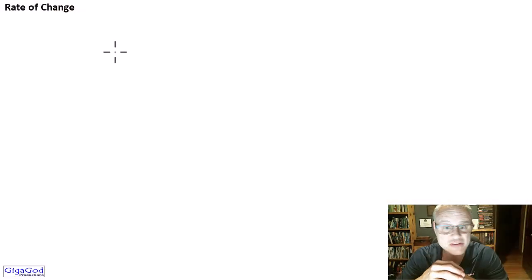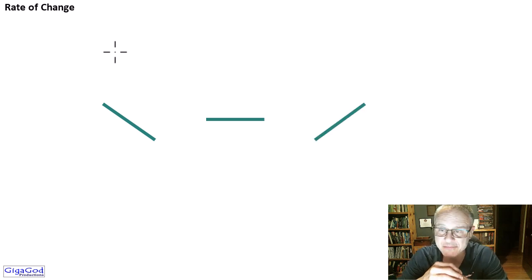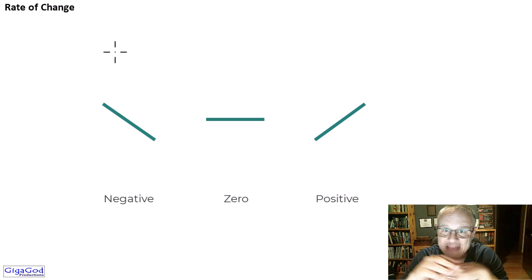So there are really three different types of slopes. There's a slope that's negative, there's a slope that's zero, there's a slope that's positive. How do you tell them apart? It's pretty easy. You read them left to right. So if it's going down, it's negative. If it's staying flat, it's zero. If it's going up, it's positive. Keep these three slopes in mind as we move forward.